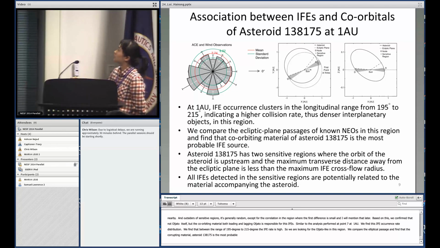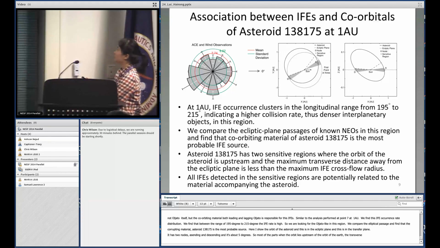Here I show the plot of the orbits of the asteroid. This is in the ecliptic plane, and this is in the transverse plane. It has two nodes, descending and ascending, and because its inclination is about 5 degrees, for most parts, when the orbit lies upstream of the orbit of the Earth, the transverse distance from the ecliptic plane is larger than the cross-flow radius of the FE. So here we suggest two sensitive regions for this asteroid, and we assume that all the FEs detected in these two sensitive regions are potentially related to the material accompanying the asteroid.